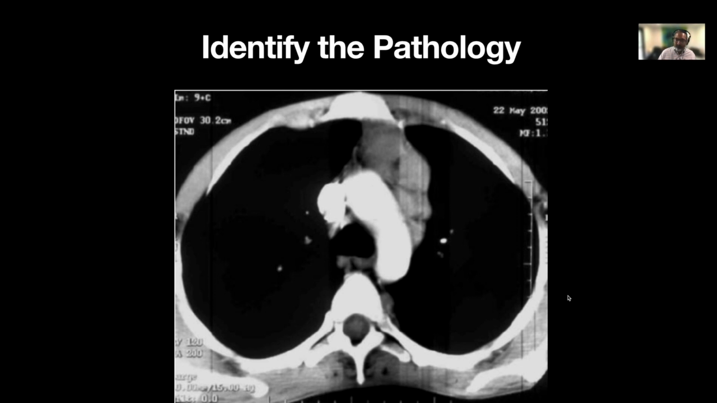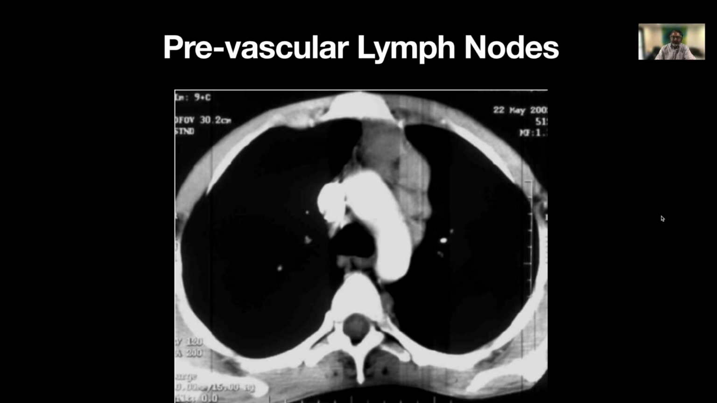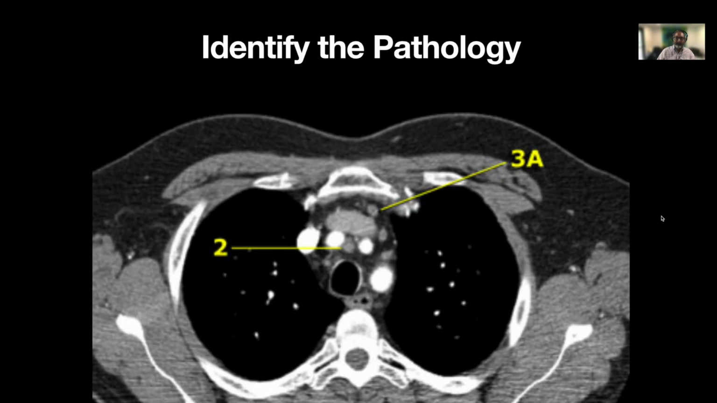Where is the pathology? Identify the pathology. No, I forget. I think it's these ones. I think these are the enlarged lymph nodes here. Pre-aortic, correct. Prevascular, which are pre-aortic, correct. Prevascular and pre-aortic are the same group. Correct. All right. What's the next one?